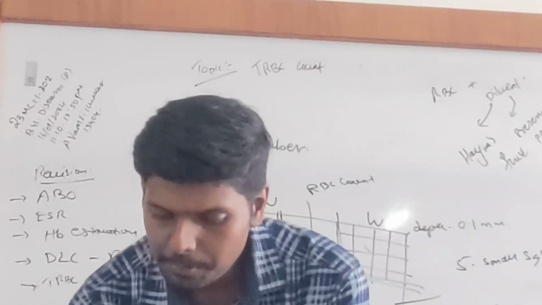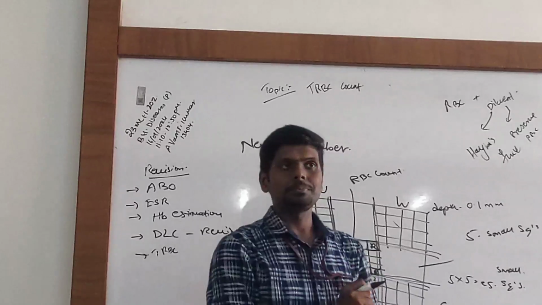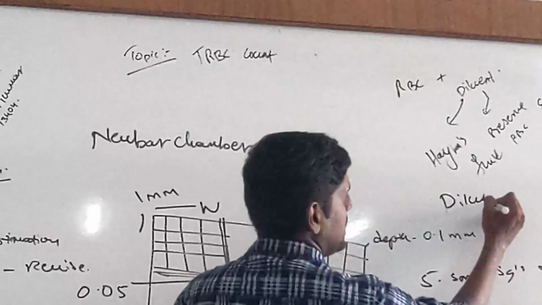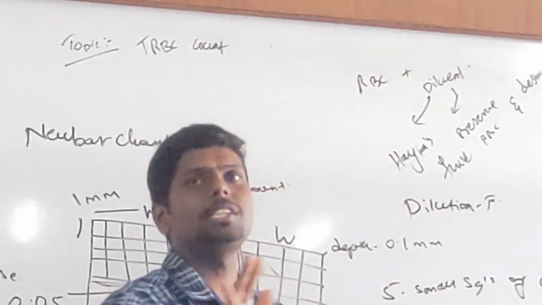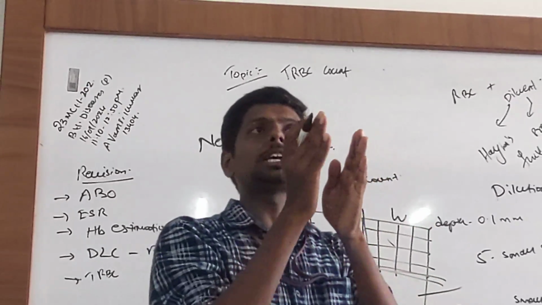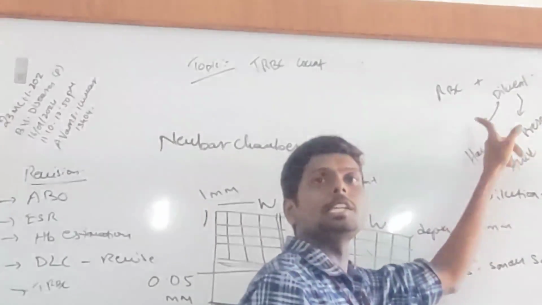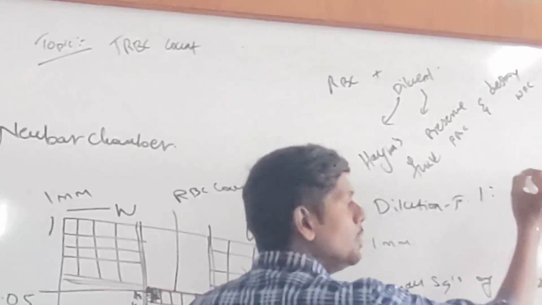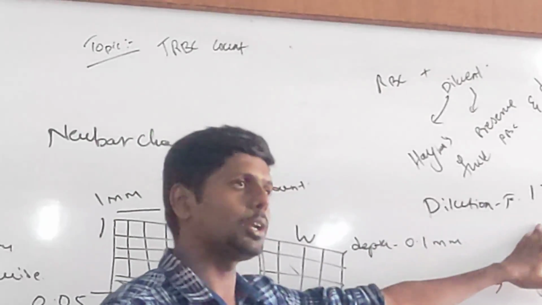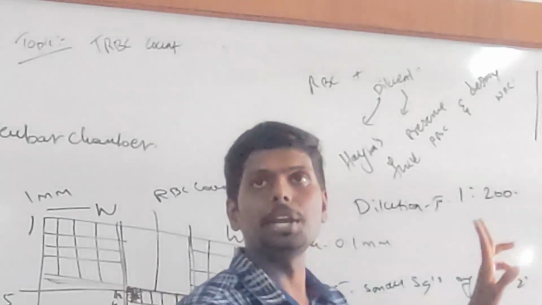Now listen, another important thing. Dilution factor. Now I am giving you a new term called dilution factor. This dilution factor was internationally standardized. That means how much blood should be diluted with the fluid. The dilution factor for RBC is 1:200. You blindly remember this. The dilution factor for RBC count is 1:200.